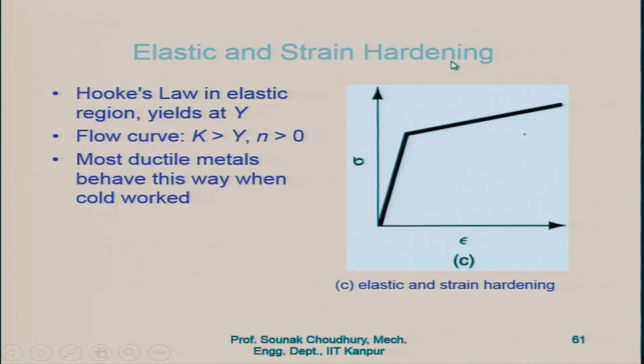Elastic and strain hardening, that is the third category. Then Hooke's law applies in the elastic region, and it yields at Y, okay. So, the flow curve in this case will be K is more than Y, because n is positive, n is more than 0, meaning that strain hardening occurs. All right. Most ductile metals behave this way when cold worked without heating the material. When the stress is applied, the stress strain curve will be similar to what is shown in this picture. So, this is the third category, that is elastic and strain hardening.